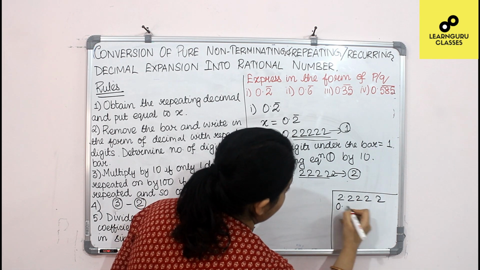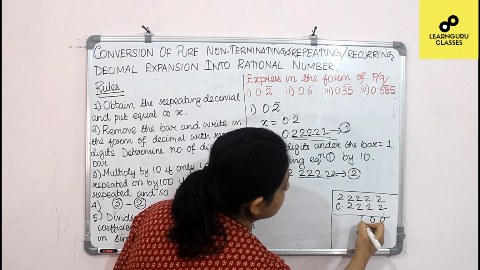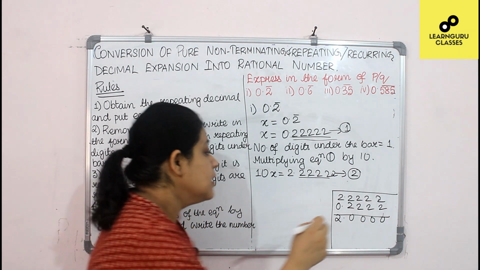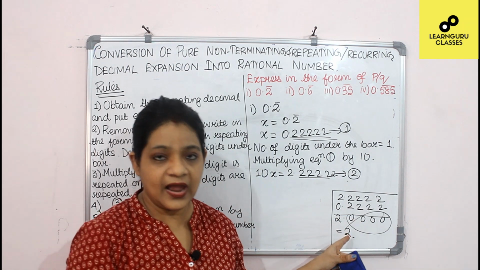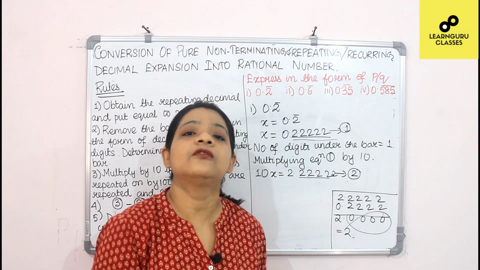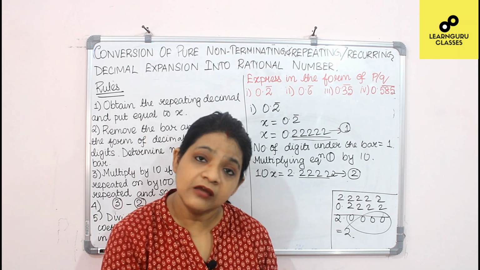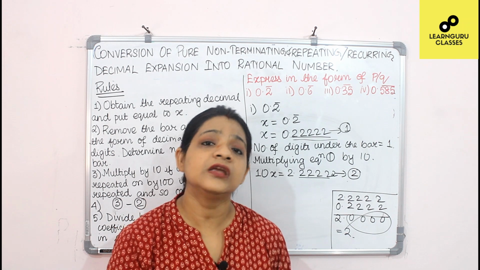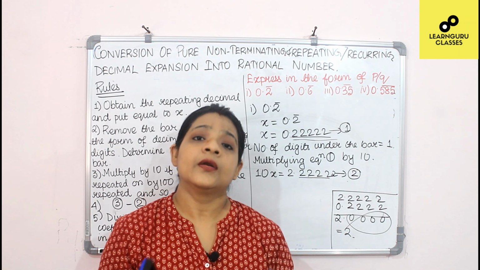2, 0.2222. So this 2 minus 2 is 0, and the rest comes as 2.0000. Means what? You are getting 2.0, which is nothing but 2, right? So 2.0000 means you are getting rid of the decimal, isn't it? So your main motive in solving these sums is that you have to get rid of the digits after the decimal. Then only you can convert this into a rational number.